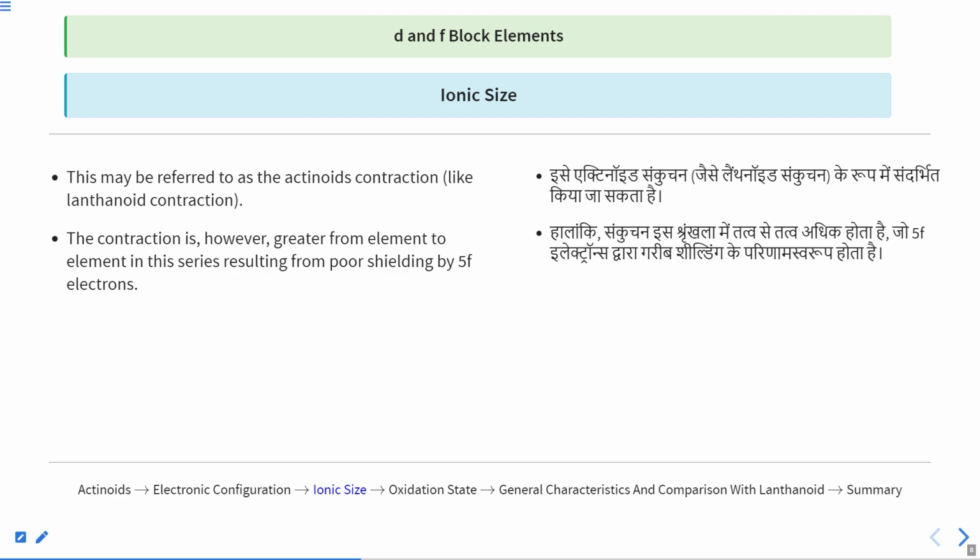It must be mentioned that actinoids also undergo contraction. Similar to lanthanoid contraction, we also have actinoid contraction. This is referred to as actinoid contraction, but the contraction is greater from element to element in the series, resulting from poor shielding of 5f orbitals.